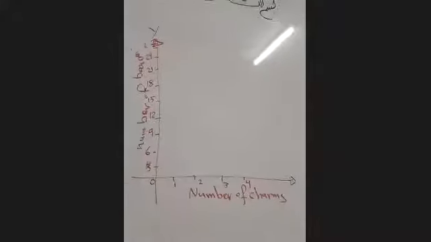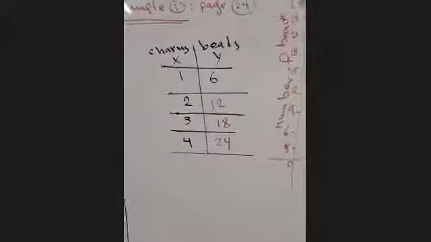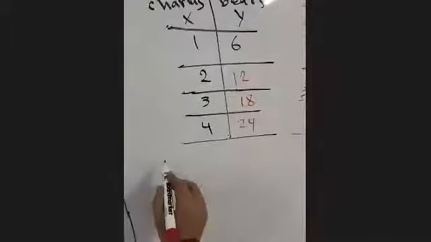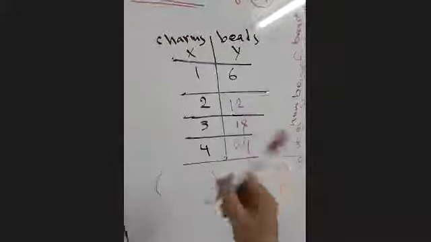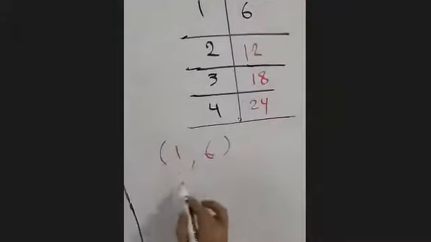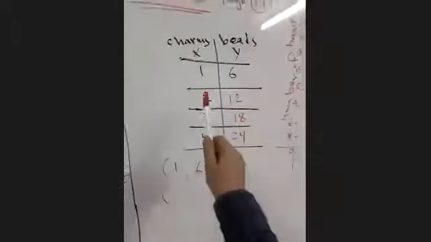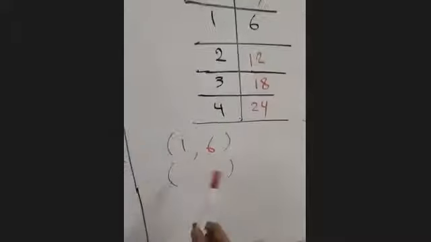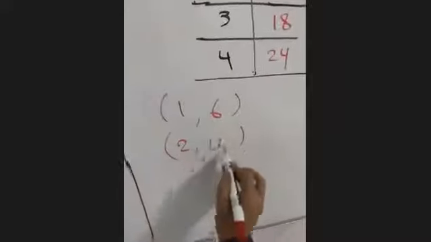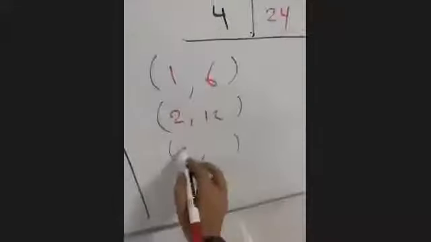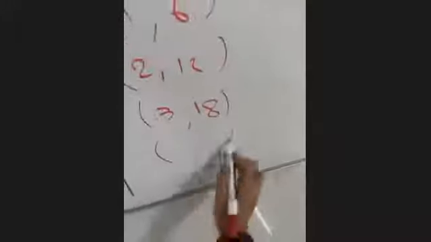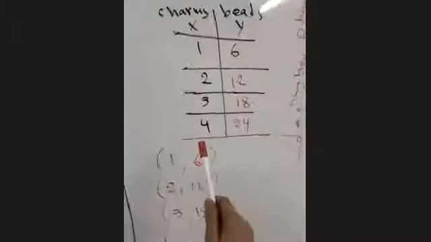Now I will ask, guys, I will make the ordered pairs. We said we have ordered pairs. Now, what's the first ordered pair? It's 1 and 6. The second ordered pair is 2 and 12. I will write it here. The third ordered pair, 3 with 18. And the fourth ordered pair is 4 with 24.